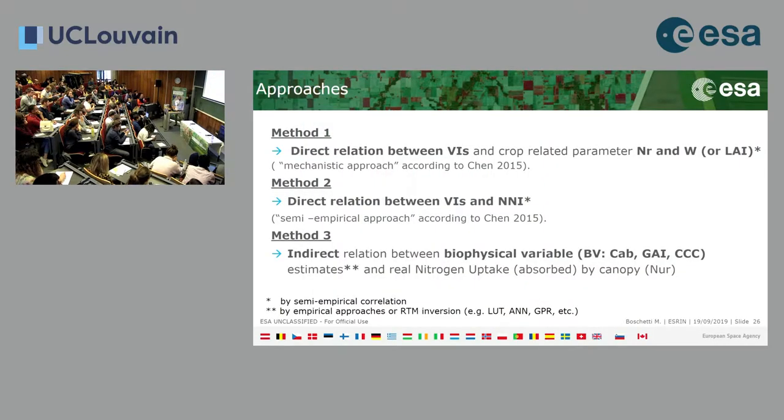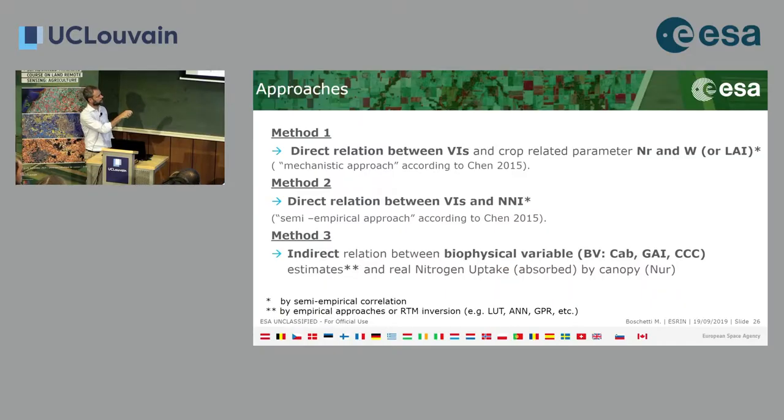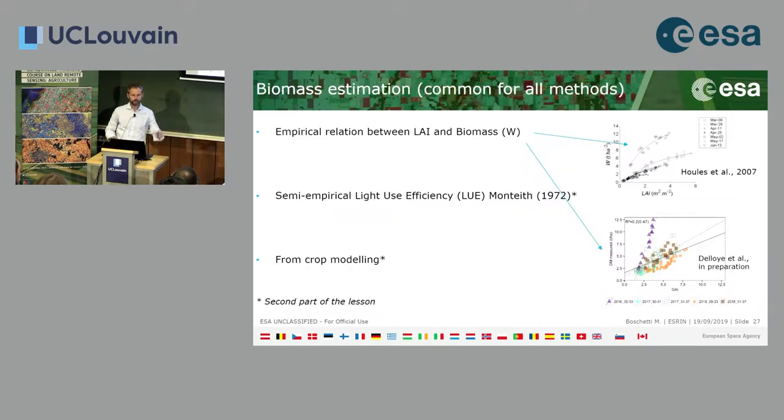So we have these three methods. Okay, one is the direct one, two direct. First, I estimate the nitrogen and the biomass. The second, directly, the nitrogen index. The third is called indirect. First, I estimate the biophysical variable that I know is related to nitrogen uptake. Then I have that indirect relation between nitrogen uptake and the biophysical variable. So the first topic for all those systems is the biomass estimation.